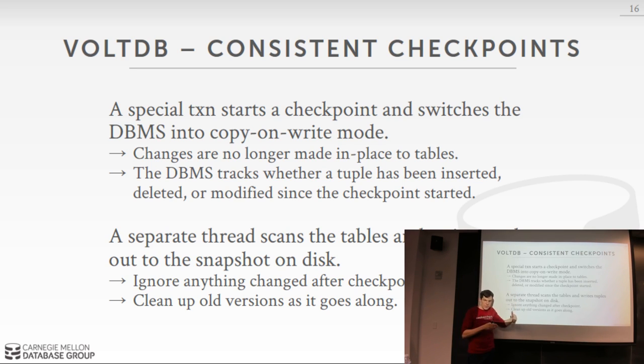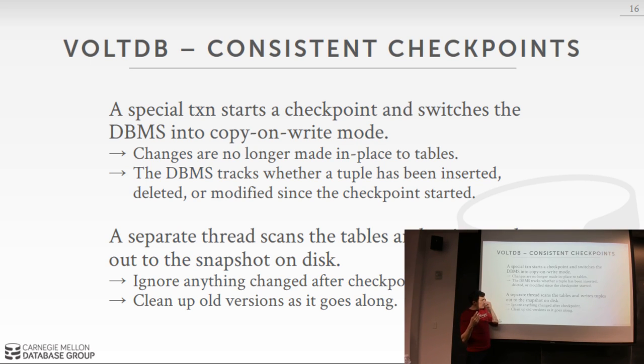You have the version of the tuple that existed before the checkpoint started, and then you have the newer version after the checkpoint started. A lot of tuples may not get modified, so you never have to create that second version. The checkpoint thread can always find the old version. But anytime I update something, I have to create a new one. So the only thing you need to do is flip a bit in the flag in the header of the tuple to say this thing was created after a checkpoint.